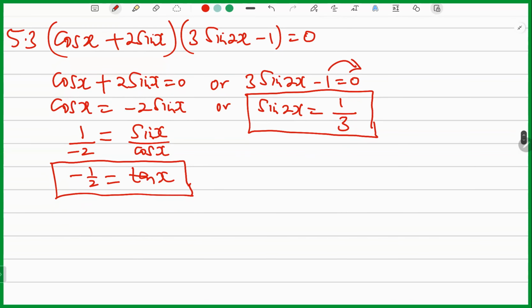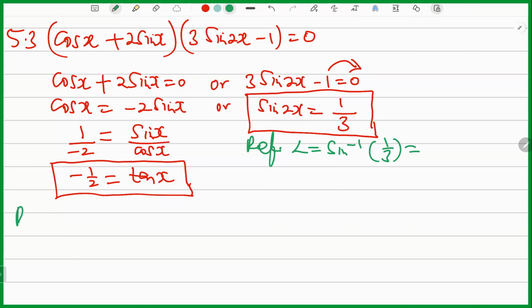So we have these two equations we need to solve. Now, to solve these equations is straightforward. How do we do it? We first find what we call the reference angles for each one. The reference angle of the second is the arcsine of 1/3, and we get the answer. We're going to use our calculators here.